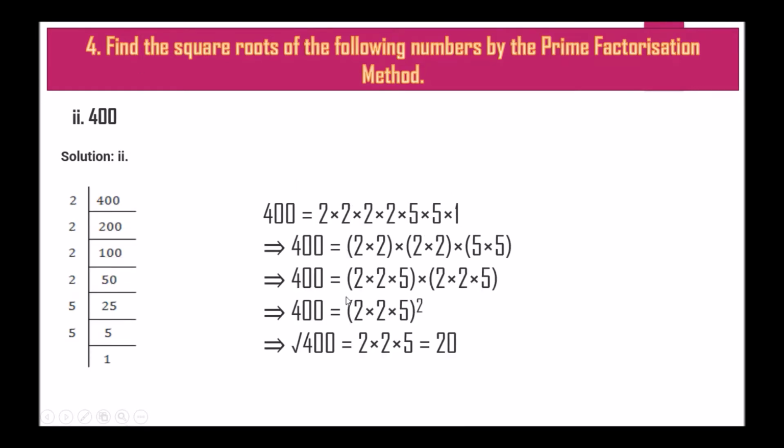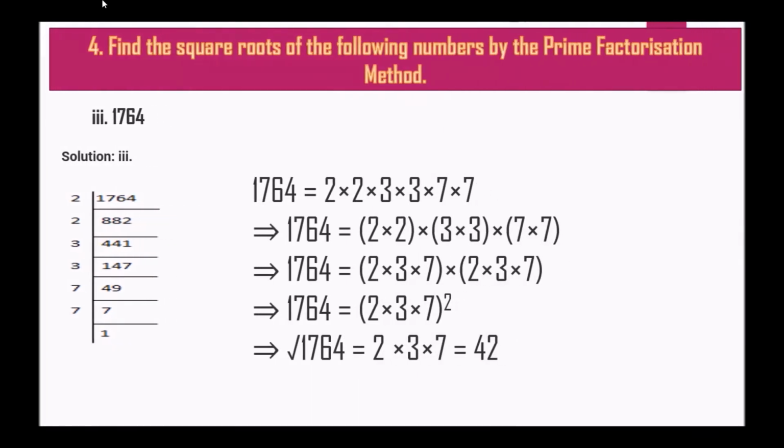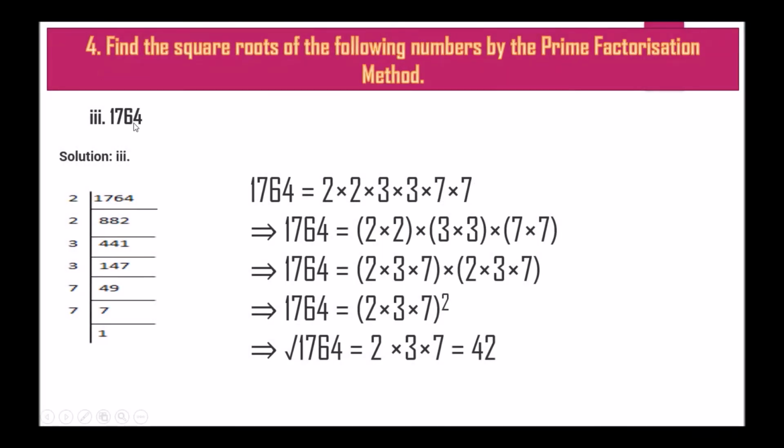400. So 400 can be 2 into 2 into 2 into 2 into 5 into 5. So 2 square into 2 square into 5 square. So 2 into 2 into 5 whole square, that is 2 into 2 into 5, that is 20. 1764 can be written as 2 into 2 into 3 into 3 into 7 into 7. So if we remove the squares we will get 2 into 3 into 7, that is 42.